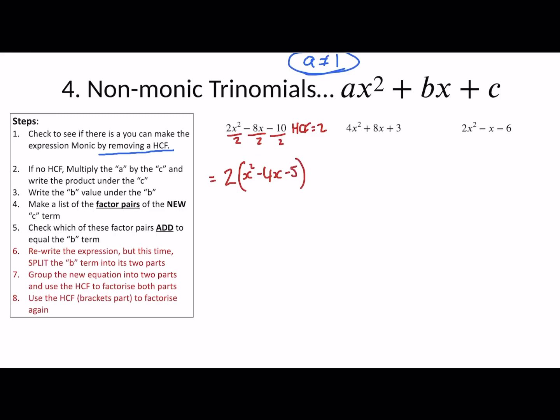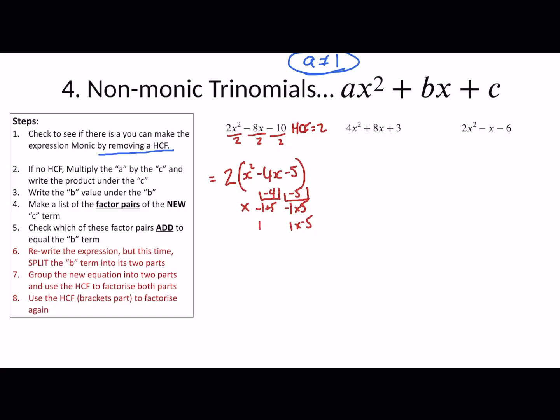All right, now it's monic, our C value is negative 5, our B value is negative 4. It's a negative, so let's start with our negative factors. Negative 1 times 5 is negative 5, that's good. Negative 1 plus 5 is positive 4. That's not the pair we want. Let's turn it around. 1 times negative 5.